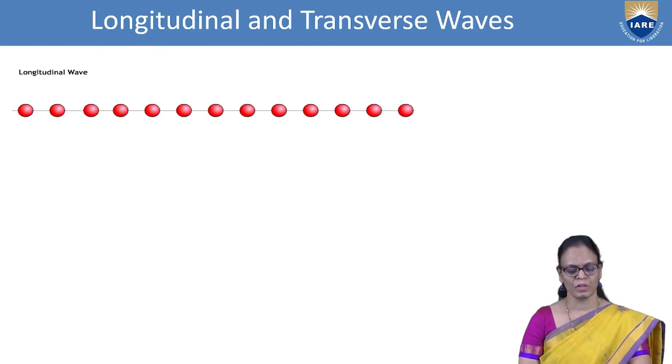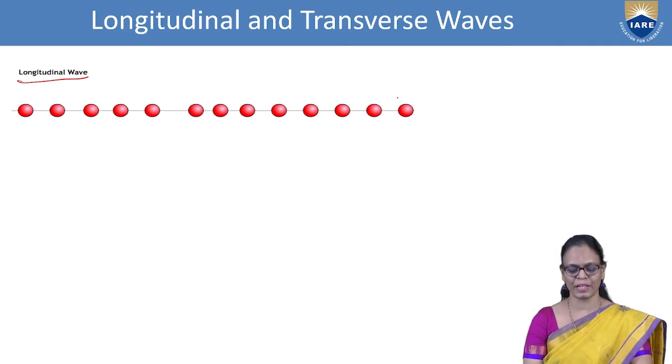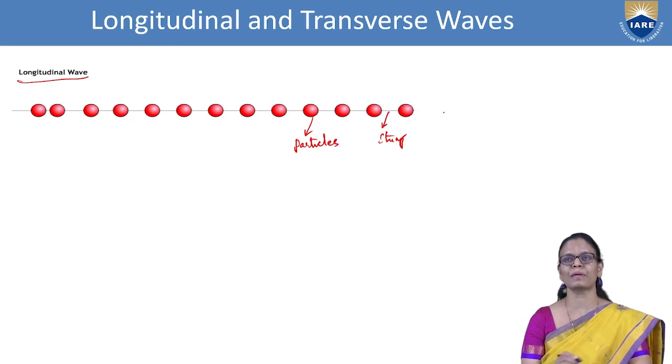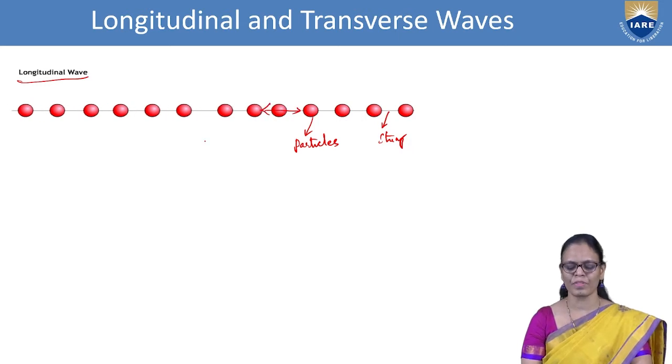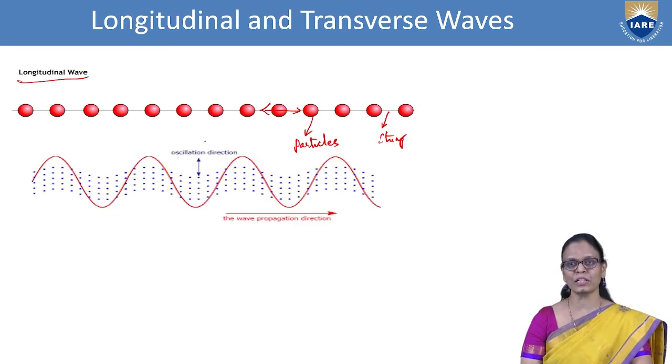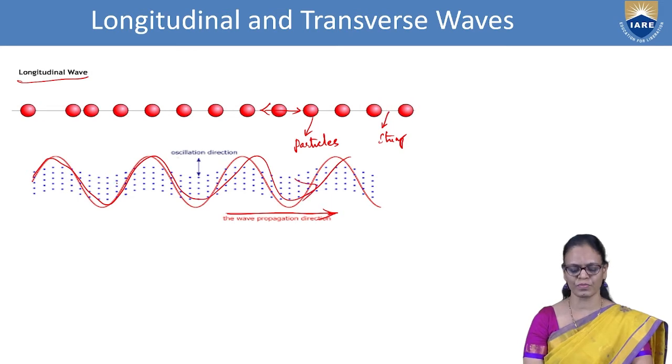Now let us see. In a longitudinal wave, how are the particles vibrating? If I am considering a string, what we see here is a thin one. This is the string. And these balls represent the particles of the string. Now, how are the particles or the balls vibrating? They are vibrating about the mean position and it is parallel to the direction of propagation of the wave. This is the wave propagation direction. This is how the wave is going forward. This is the direction of the wave.